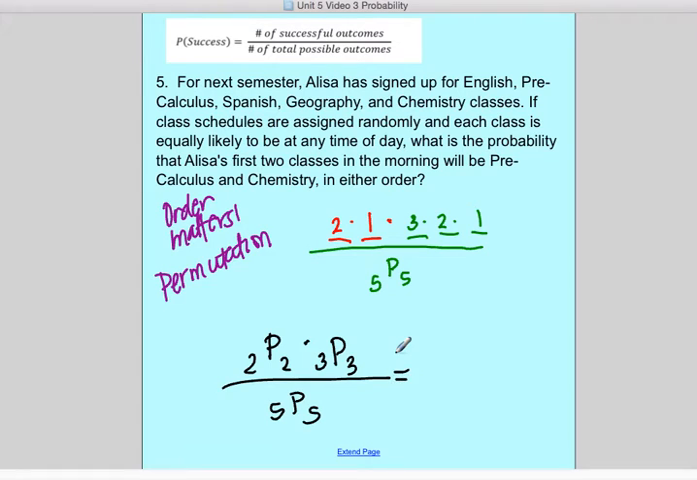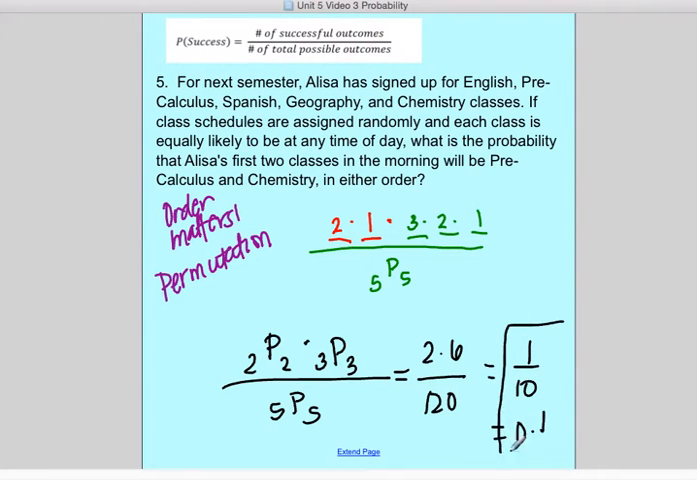So when I calculate this one out, this will give me 2 times 6. And this is really 5 factorial, which is 120. So I have 12 over 120, which is 1 over 10, or 0.1. Okay. So that is example 5.